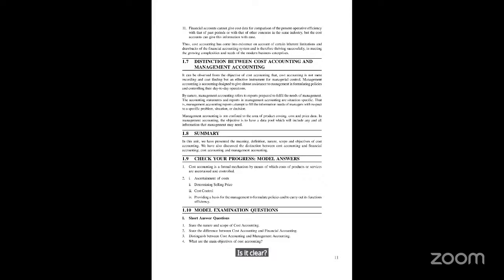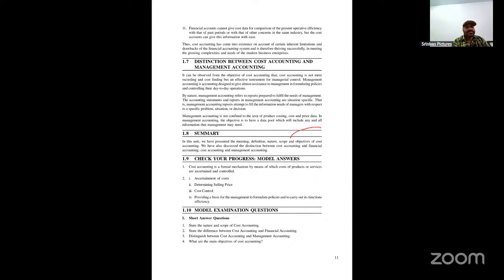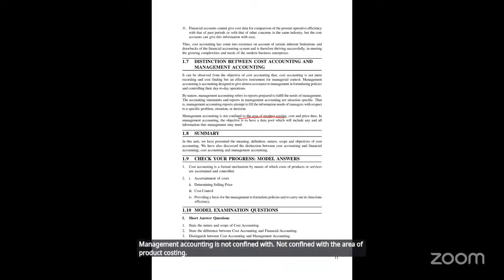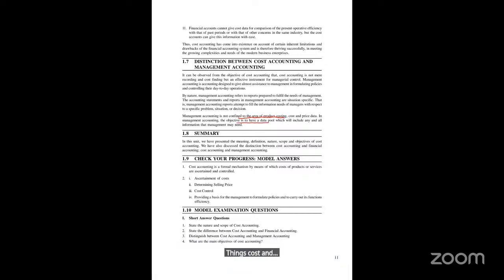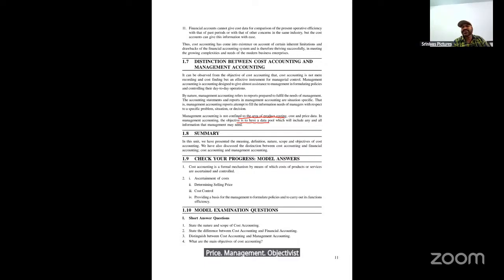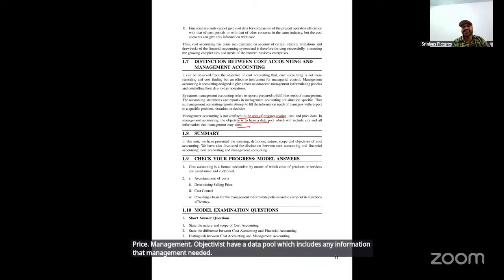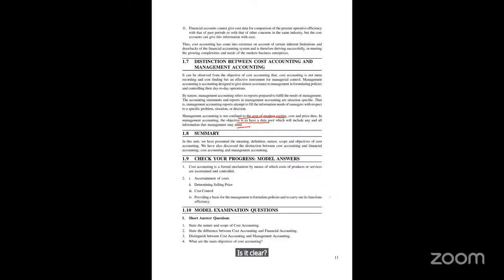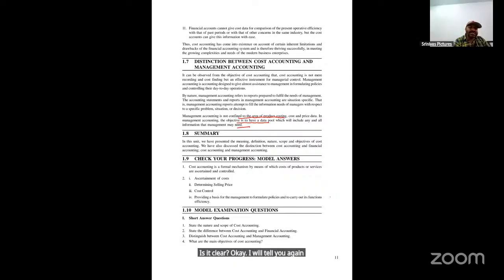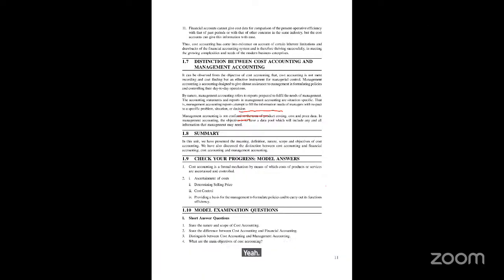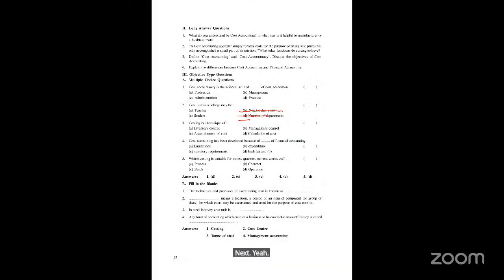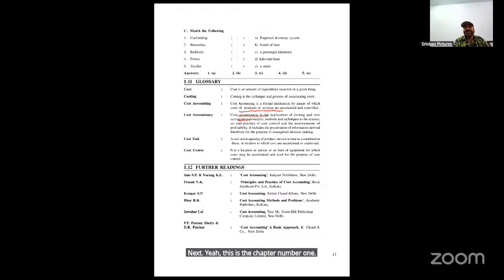Okay, sir. Right, here you see. Management accounting is not confined to the area of product costing and pricing. Management accounting's objective is to have a data pool which includes any information that management needs. Is it clear? I will tell you again, nothing to worry. Next topic will come. This is chapter number 1. Next is chapter number 2.